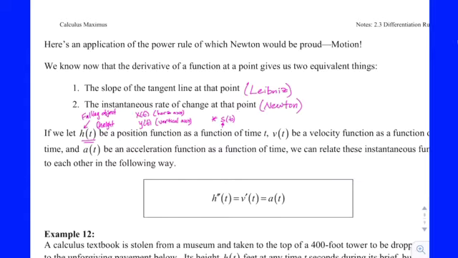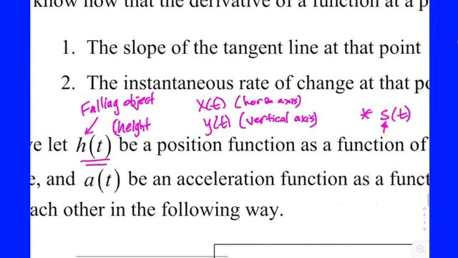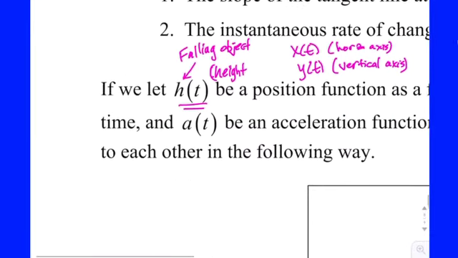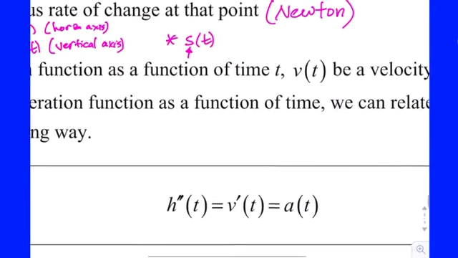Okay, so those are the letters we typically use. But in this case, we're letting h be the position as a function of t. V of t is the instantaneous velocity, and a of t is its instantaneous acceleration.